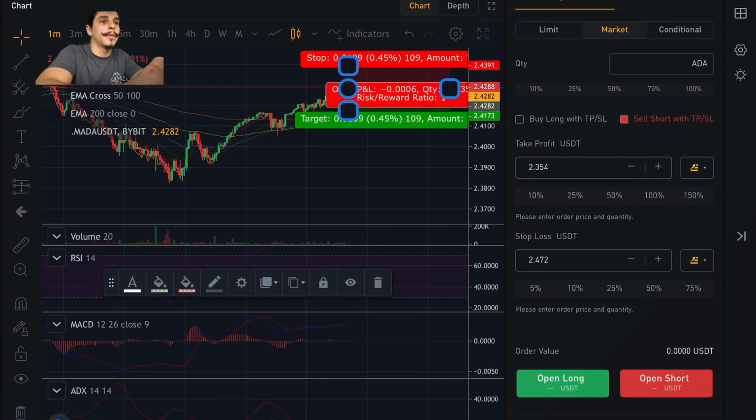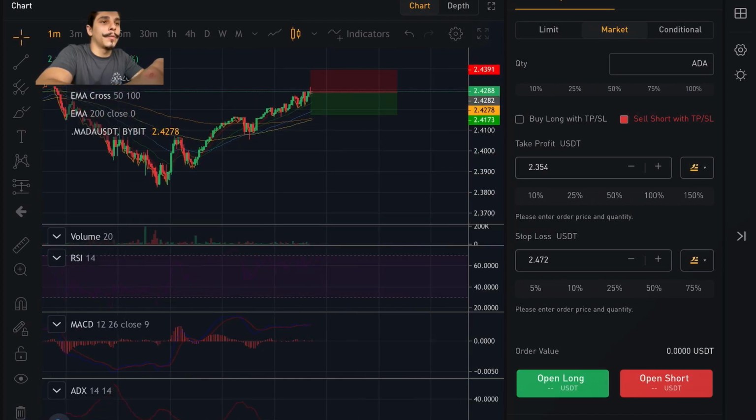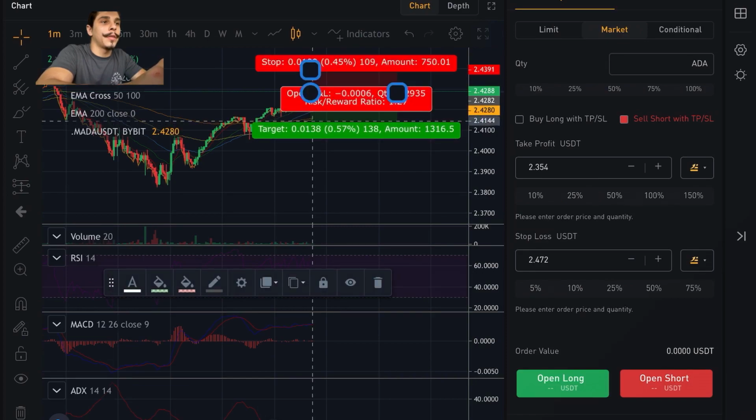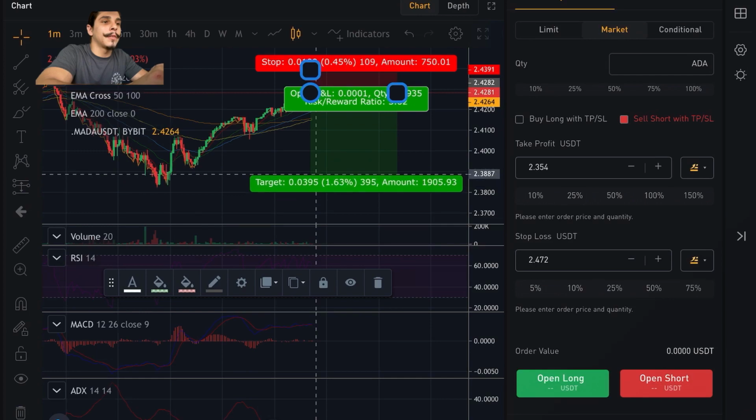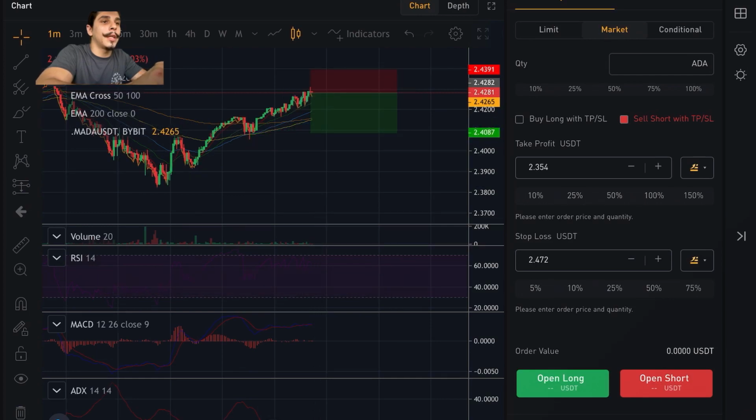So if I wanted to take a short here, this would be a 1-to-1. I could try to at least get back to the 200 moving average. That would be a nice profit region right there. And then maybe I can even extend it to some of these levels here. But if I want to just take this short scalp, then I can set my short right here. All the numbers are on my screen for me. So then my take profit is 2.4087, and my stop loss is 2.4391. So then if I wanted to do that, I could just open my short, and that's how I could do it at market.